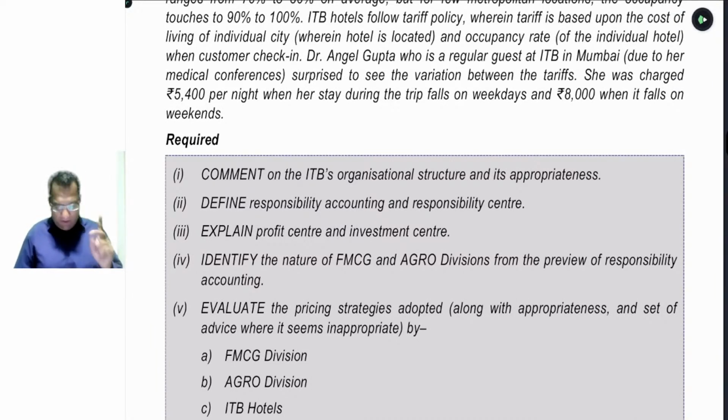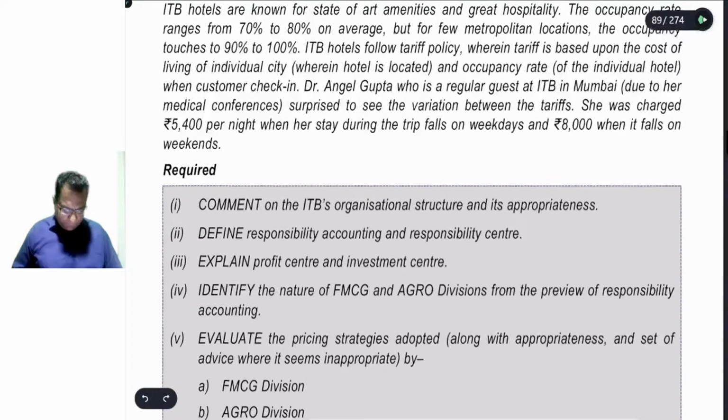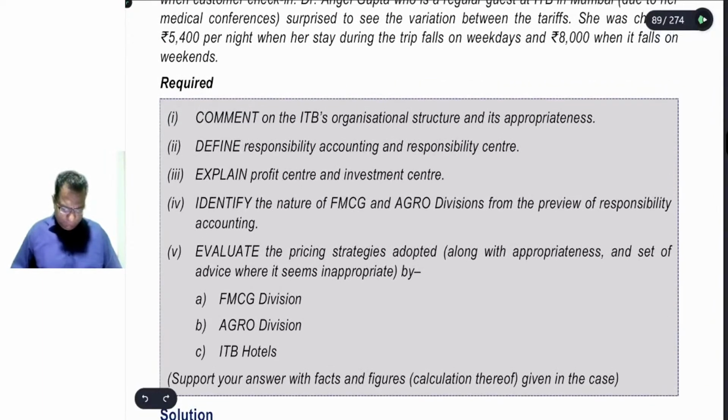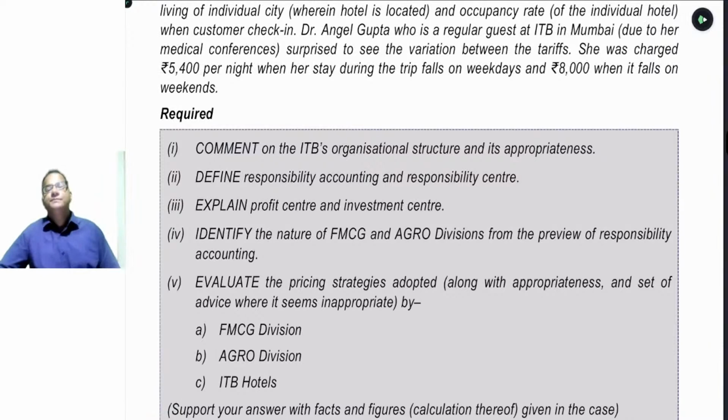आपने एफएमसीजी डिवीजन पढ़ा है, आपने एग्रो डिवीजन पढ़ा है. आप मुझे बताइए फ्रॉम द प्रीव्यू ऑफ रिस्पॉन्सिबिलिटी अकाउंटिंग, दे आर नॉट टॉकिंग अबाउट द रिस्पॉन्सिबिलिटी सेंटर, दे आर टॉकिंग अबाउट द रिस्पॉन्सिबिलिटी अकाउंटिंग के प्रीव्यू से उनका नेचर बताइए, एफएमसीजी डिपार्टमेंट और एग्रो डिपार्टमेंट का, ना. दे आर नॉट आस्क्ड अबाउट द लास्ट डिपार्टमेंट. आई एम वेटिंग फॉर योर आंसर बेटा. मुझे बताइए प्रीव्यू ऑफ रिस्पॉन्सिबिलिटी अकाउंटिंग के हिसाब से क्या नेचर है एफएमसीजी डिपार्टमेंट एंड एग्रो डिपार्टमेंट का.